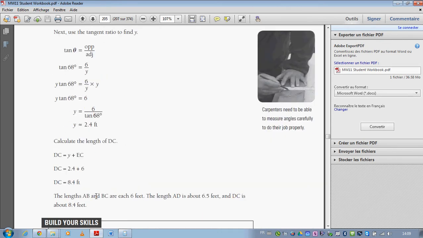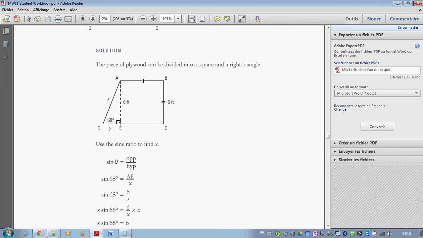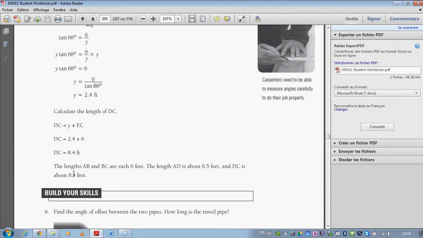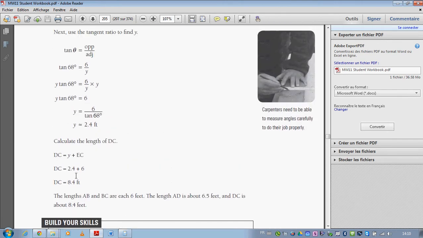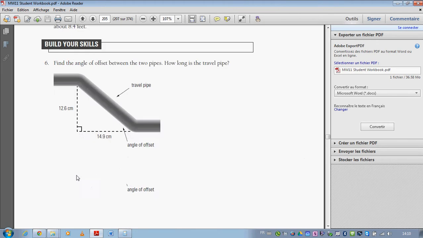So lengths A, B, and C are each 6 feet. Length AD, which was the hypotenuse here, which was our value for x, was roughly 6.5 feet, and length D to C was roughly 8.4 feet. Okay. At this point, you can pause the video and attempt the Build Your Skills questions on page 205 of your workbook.